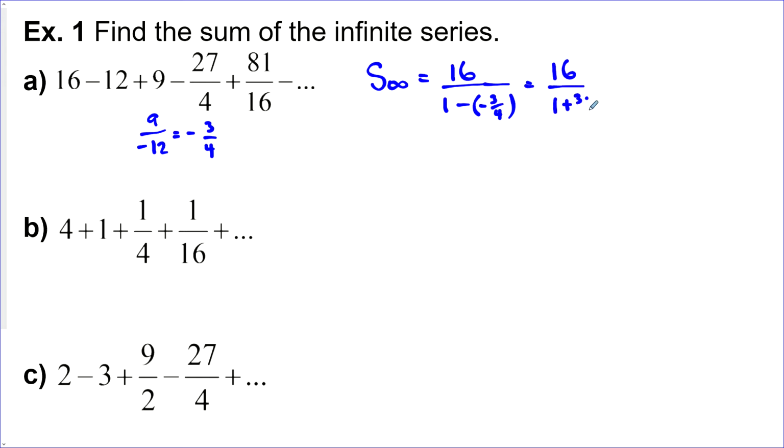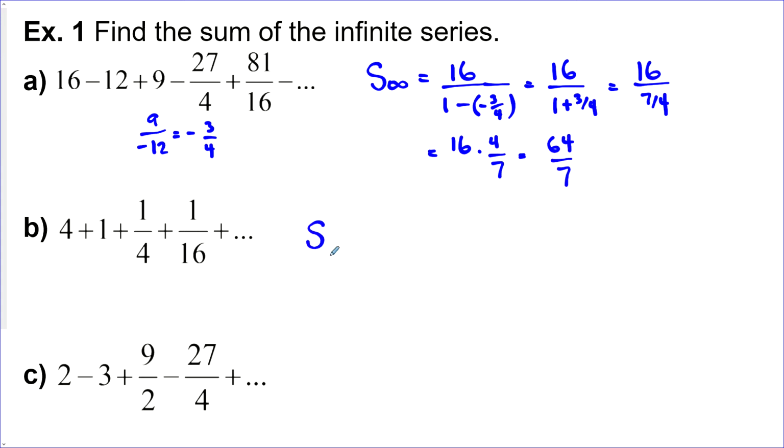I'll do it in 2 steps. Now I've got 16 over 7/4, and I'm dividing by a fraction, so I'm going to multiply by the reciprocal. And that gives me 64 over 7.